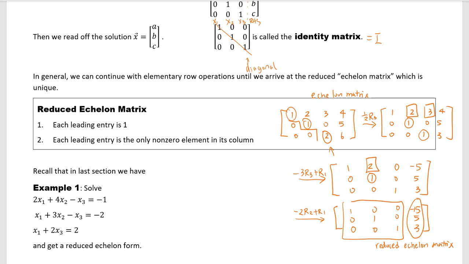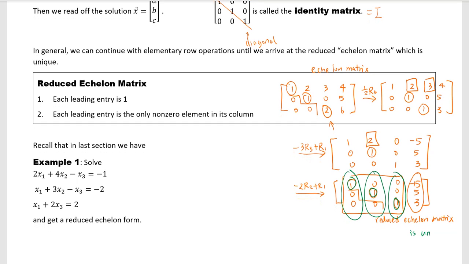Now you can see the leading entries are these ones, and each leading entry is the only non-zero element in its column. Look at the first column: this one is the only non-zero entry. Second column, this one is the only non-zero entry. And the third column, this one is the only non-zero entry. So this matrix is a reduced echelon matrix. A reduced echelon matrix is unique, and echelon matrices are not unique.